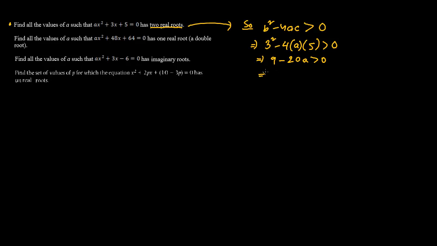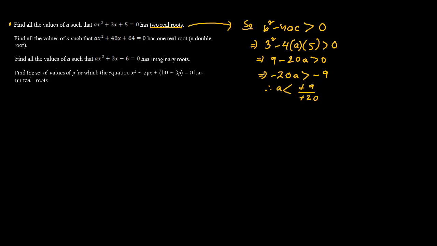So if we solve this, it would be minus 20a. It's a linear inequality. If we send the 9 to the other side, it will be minus 9. Therefore, remember, if you divide by a negative number, the inequality reverses. It will be minus 9 by minus 20. So minus minus cancels. So the set of values of a are, a is less than 9 by 20.